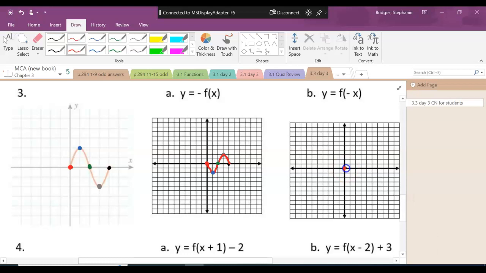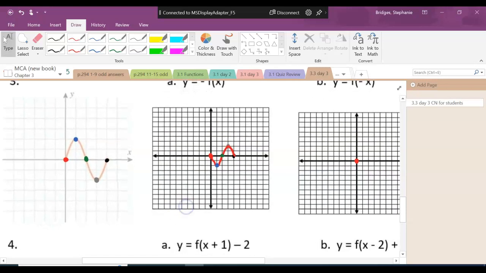The original point doesn't change because it's actually on the y-axis. The blue point is 1, 2, so I'm going to go to the opposite side, so negative 1, 2. The green point is at 2, 0, so I'm going to go to the opposite side, which is negative 2, 0. The gray point is at 3, negative 2, so I'm going to go to the opposite side, which is going to be negative 3, negative 2.